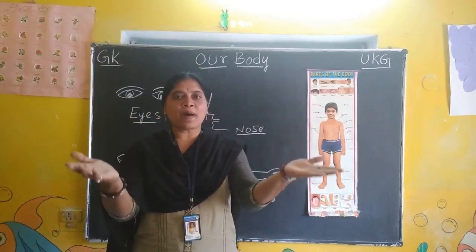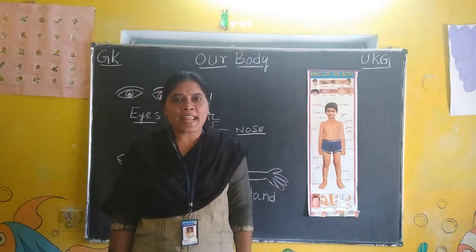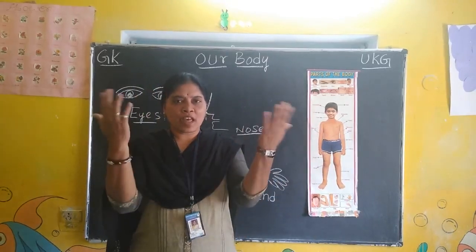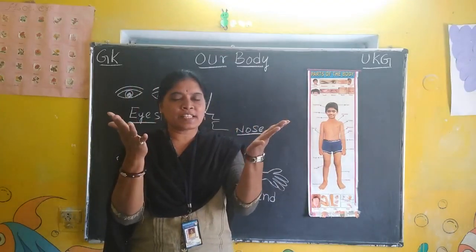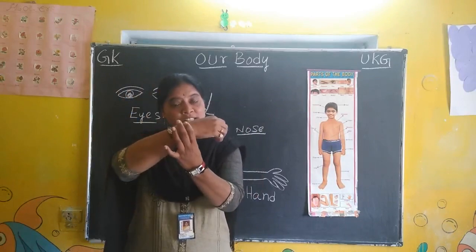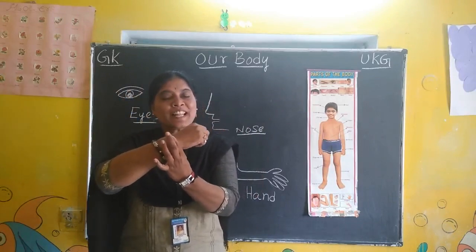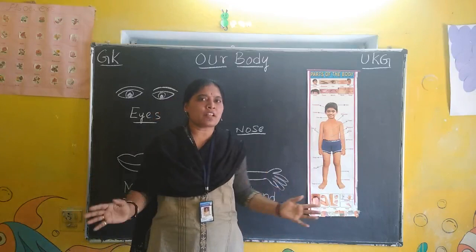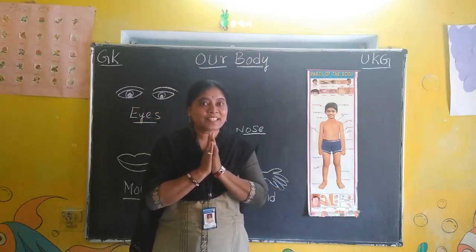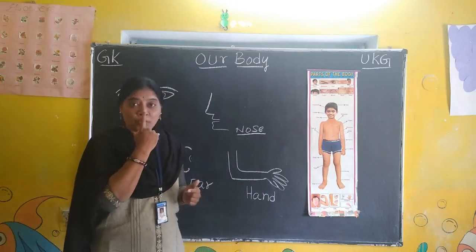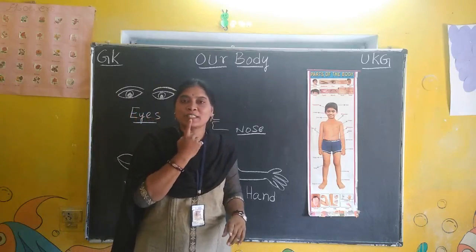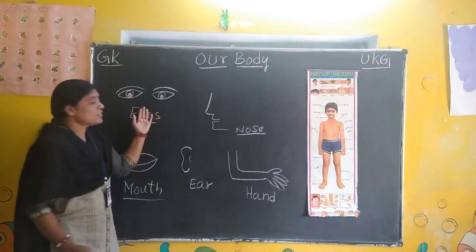These are the other parts. Hands and legs. This is chest, stomach. We have fingers on our hands. And this is elbow. This is wrist. Okay, these are the outer parts of the body. And in the head, what are the parts we have? Tell me. Eyes, nose, ears, mouth.